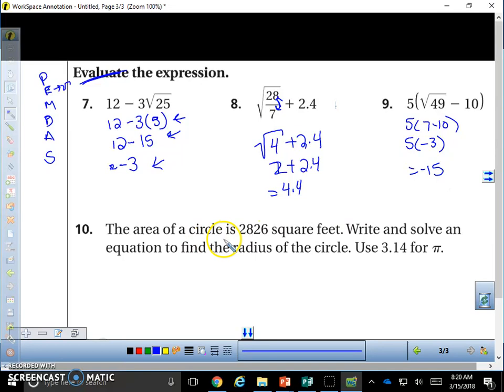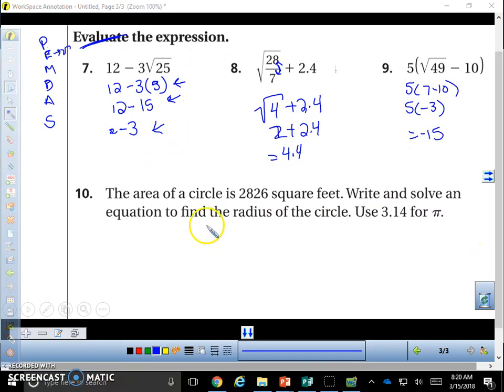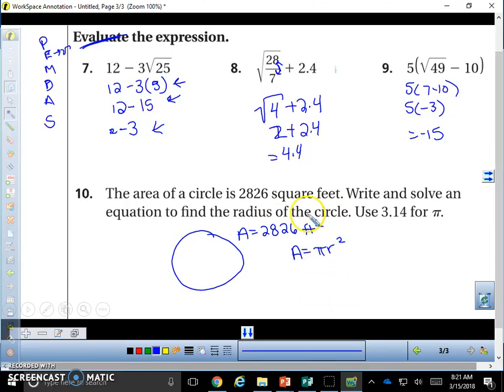The area of a circle is 2,826 square feet. Write and solve an equation to find the radius of the circle. Use 3.14 for pi. Okay, so circle, the area is 2,826 feet squared. The area formula for a circle is pi r squared. We're going to plug in what we know. We know that 2,826 is pi r squared.